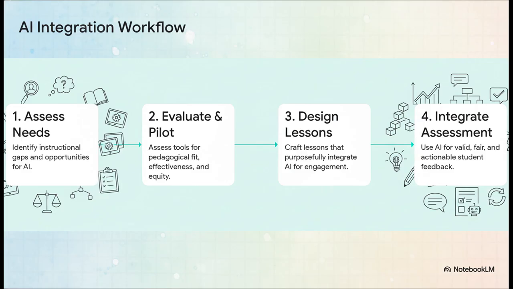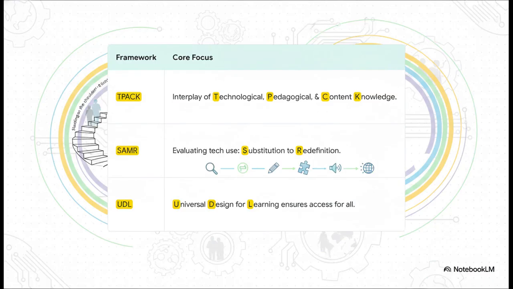Now, the temptation is to just jump on the latest, coolest AI app, right? But we've got to resist that. The smart way to do this is to follow a real professional workflow. And it's a cycle. Step 1, what do my students actually need? Start there. Step 2, then go look for a tool that fits that need. Step 3, design your lesson around it. And finally, step 4, weave it into how you assess and give feedback. It's a really deliberate process. And hey, the best part, you're not inventing the wheel here.